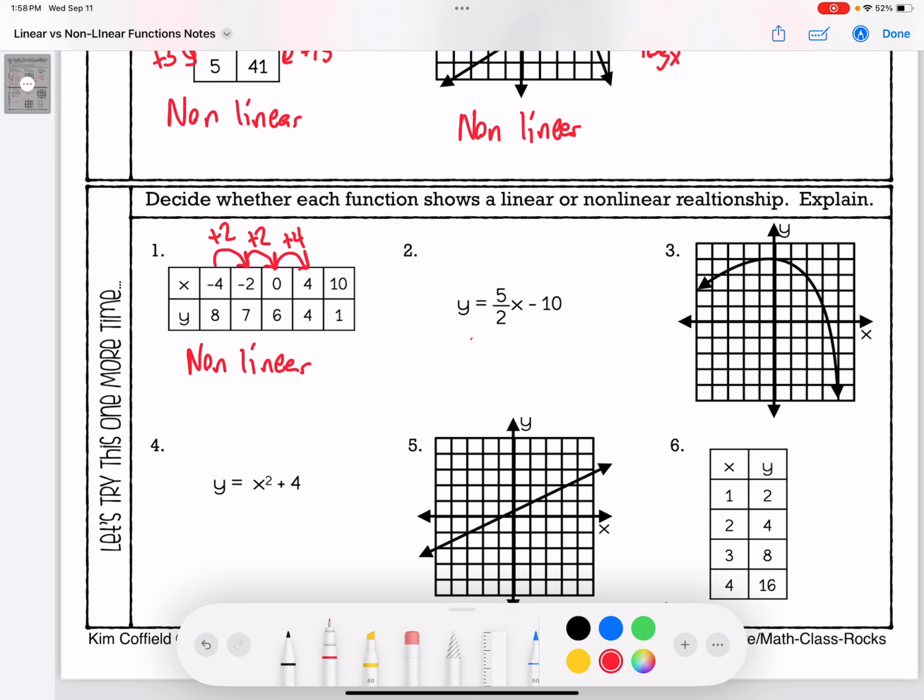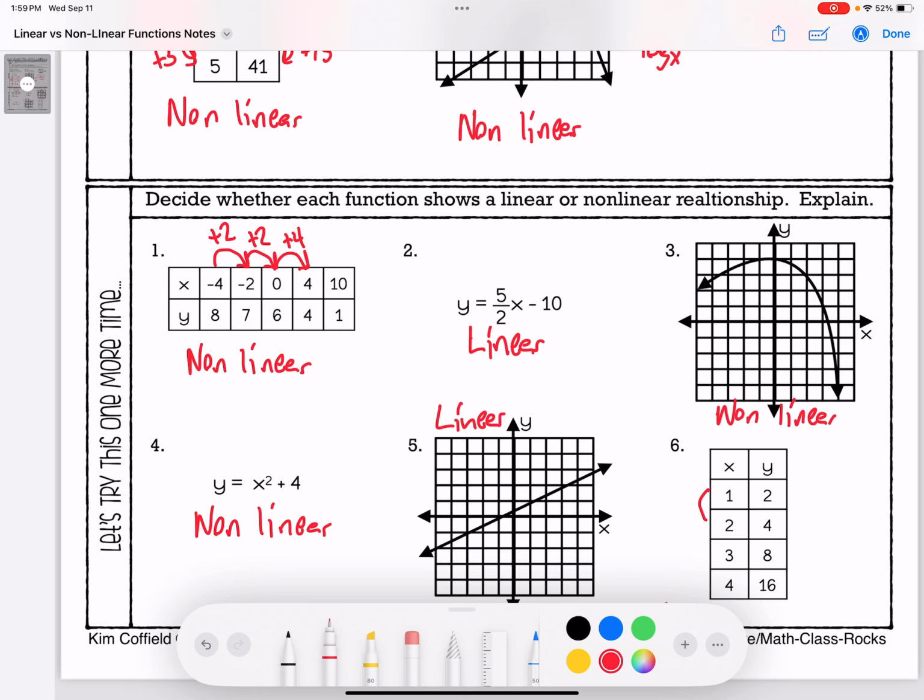Okay. Looking at number 2, x and y are both just regular variables. There's nothing special about them. This is linear. Number 3 is obviously a curve. It is not a straight line, so this is nonlinear. Next one, number 4, we have y equals x squared plus 4. Because of that x squared, it is nonlinear.